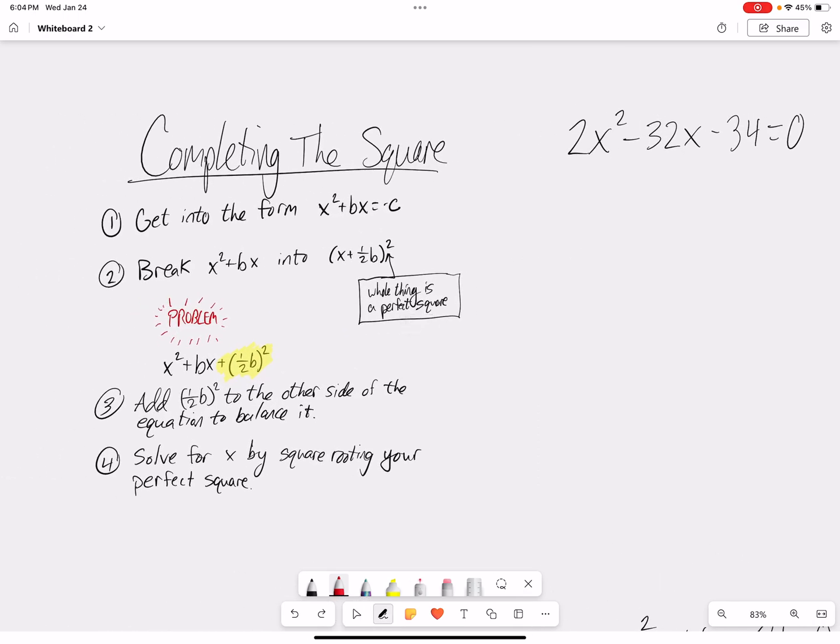This one I kind of ran through briefly earlier, so we'll go a little bit more quickly through this. But this is the one where we want x squared to be by itself, so we don't want this 2 here. And we want to kick the constant to the other side. So we would divide everything by 2.